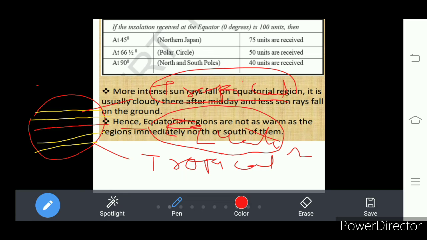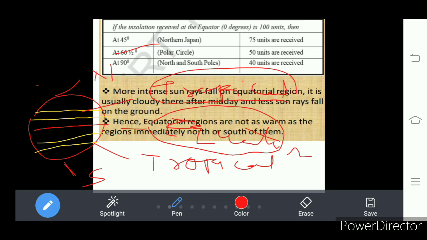Further, less temperature is received at the polar circles, that is the 66½° Arctic and Antarctic circles. And it is very, very less, that is very cold. Temperatures are very low at the North Pole and South Pole, right? So what is the relation here? As we move from low latitudes to higher latitudes, the insolation received decreases. It means that the temperature decreases.